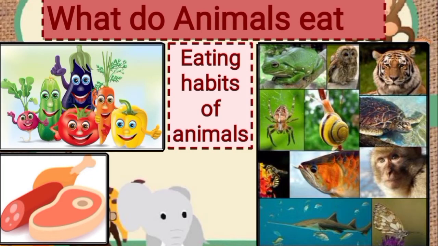Now let's understand what do animals eat. So as you know, different animals eat different things. All animals need food to survive. And all animals eat many different kinds of food, including other animals, fish, nuts, seeds, tree leaves, branches, insects, and grass. So based on the type of food they eat, they can be divided into 5 main groups.